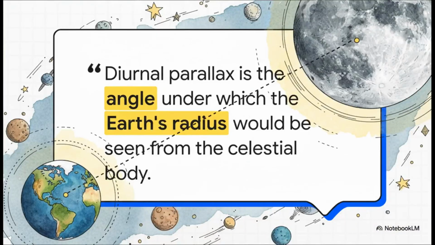And here's another really brilliant way to conceptualize this whole phenomenon. From the celestial body's point of view, the parallax angle is simply the apparent size of the Earth's radius. It's the angle that the line from the Earth's center to you on the surface would create in its sky.